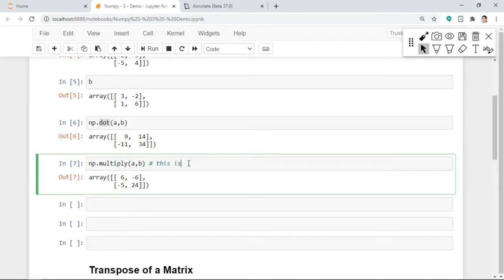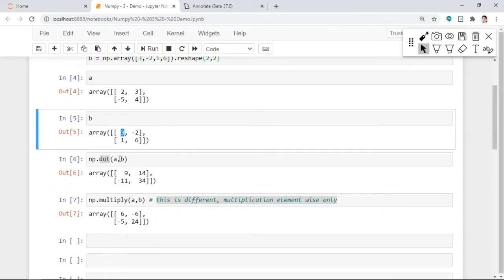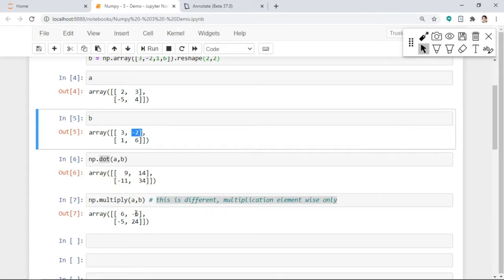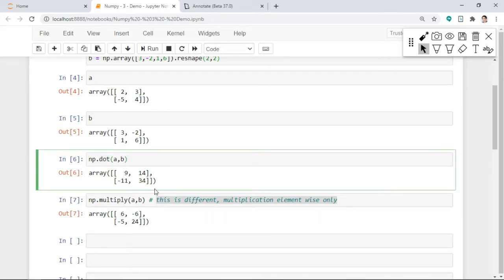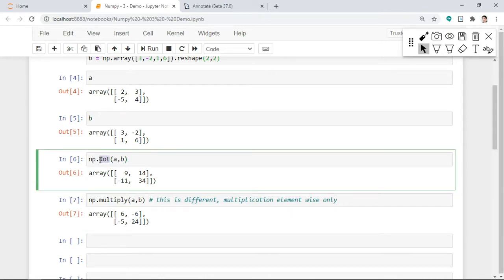So this is different. It is multiplication element-wise only, so you only multiply by element. For example, you have 3 times, I think 2 times 3, so that's 6. Then you have 3 times negative 2, so negative 6. So this is not the real matrix multiplication. Okay, so you will use the dot.